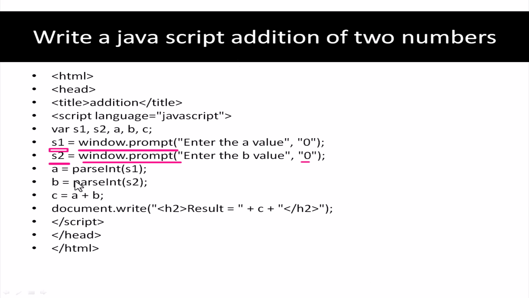Where you are going to add the result, now you are going to convert into an integer by using parseInt. You store the value of a and store the value of b. Finally, you add c equal to a plus b. Like that you are going to use the window.prompt message.